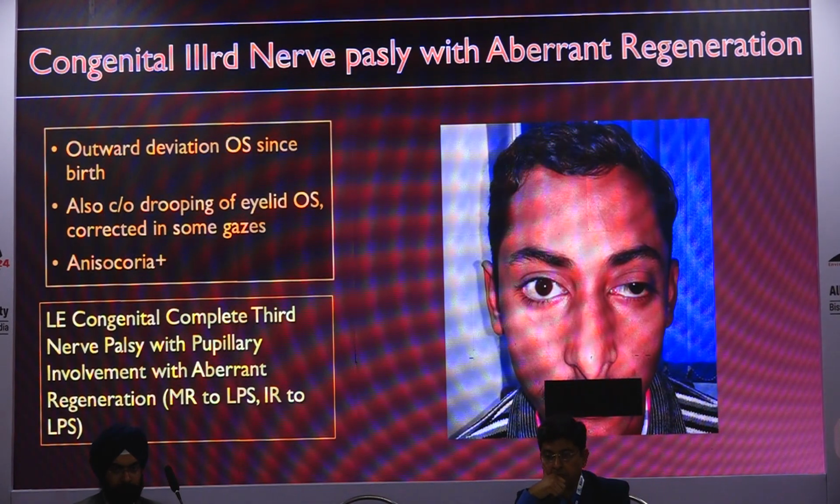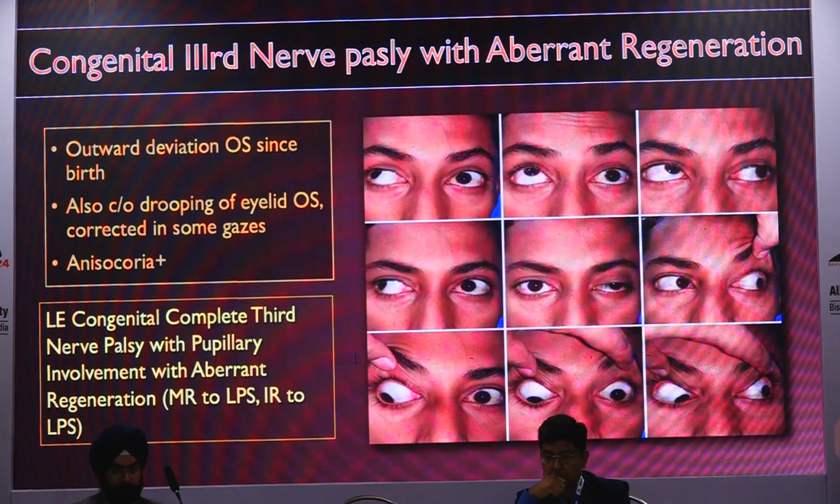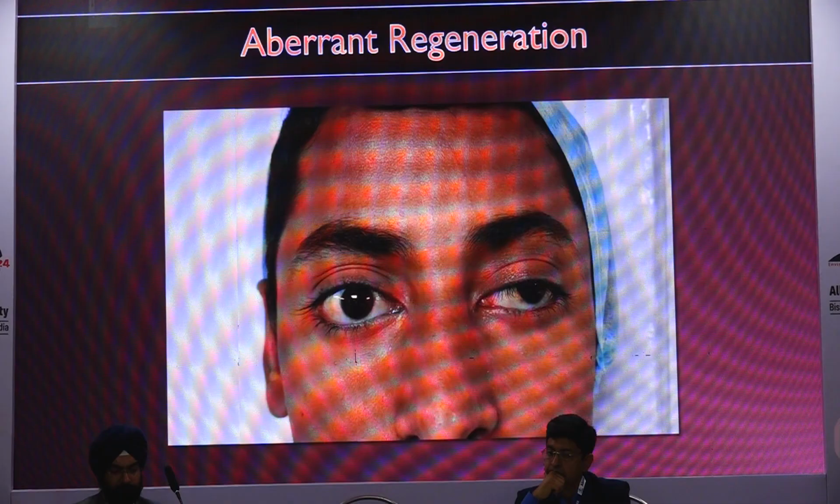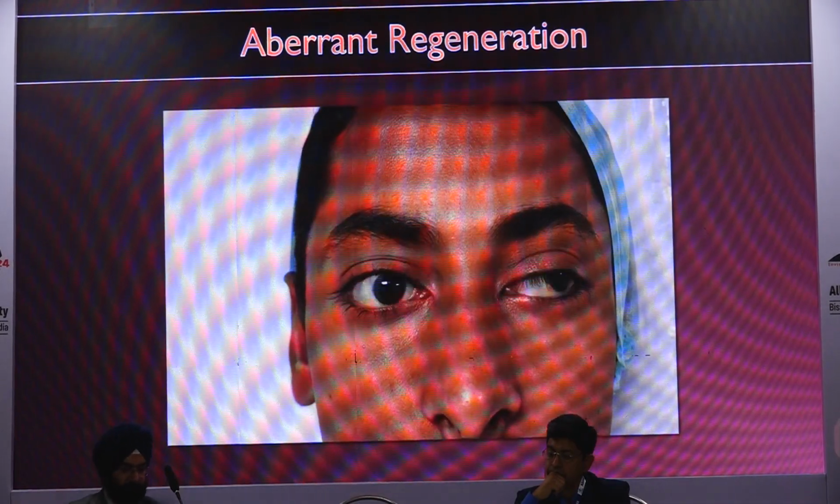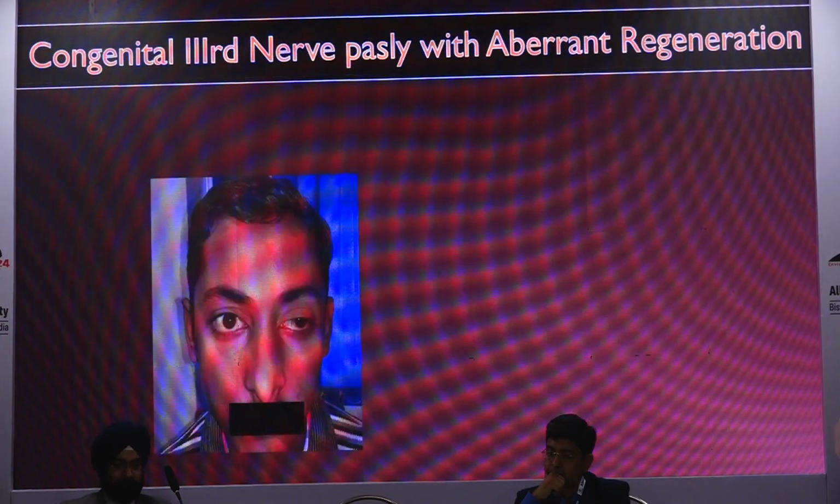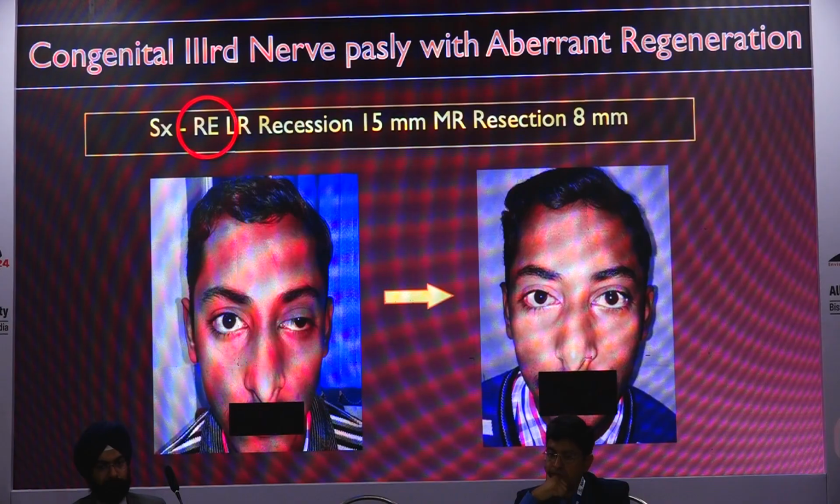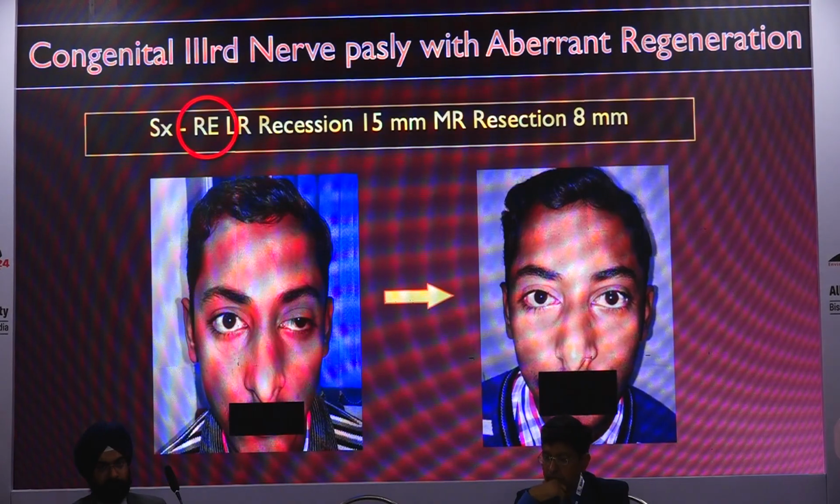Here is another case of left eye congenital third nerve palsy with aberrant regeneration. In this case as well, we see that as the eye adducts, the ptosis improves, and in this case we can utilize this to correct the ptosis. So in this case, we performed a right eye lateral rectus resection of 15 millimeters with medial rectus resection of 8 millimeters, and we achieved a beautiful outcome.